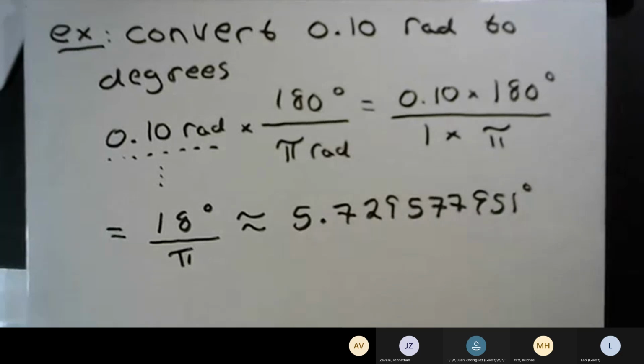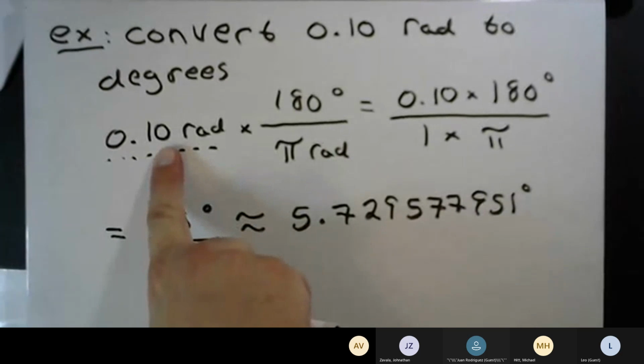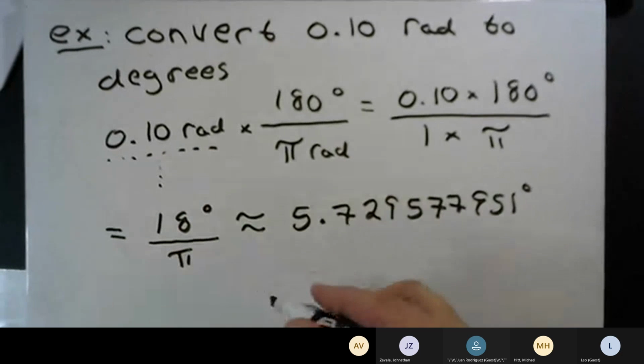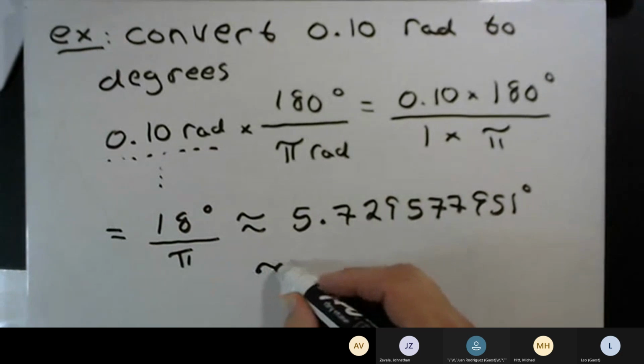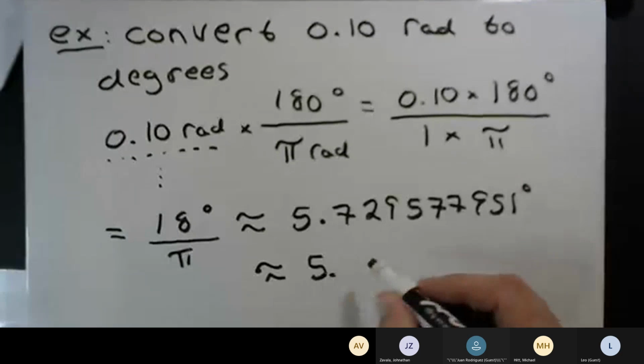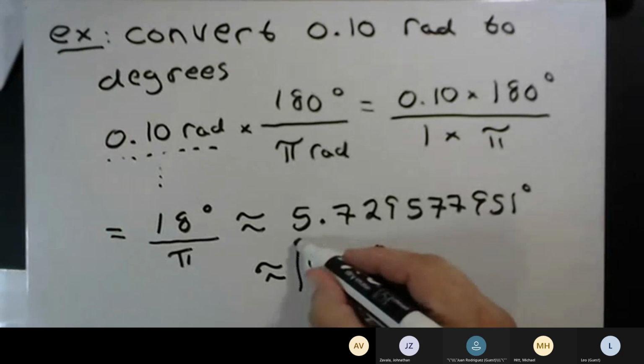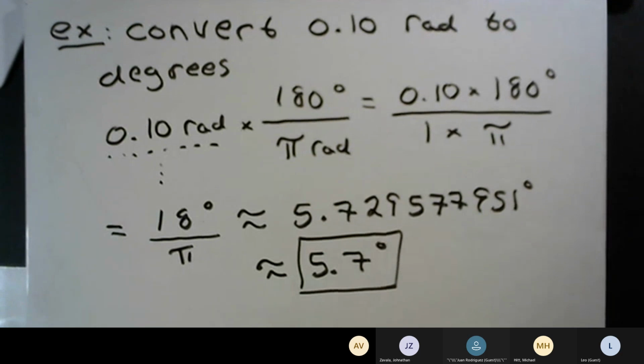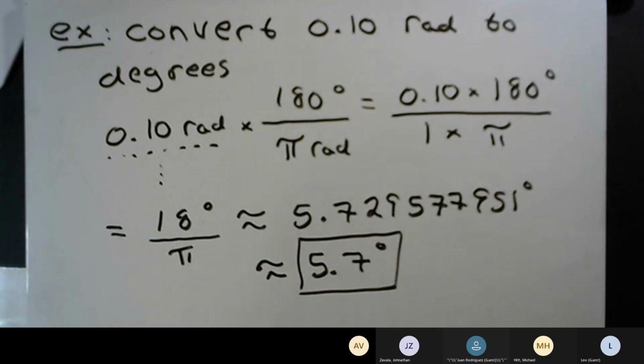5.729577951 degrees. Yikes. But we're going to assume this is a measured number. So we need to round this to 2 significant digits. So this will be approximately 5.7 degrees. Questions about that? All right.